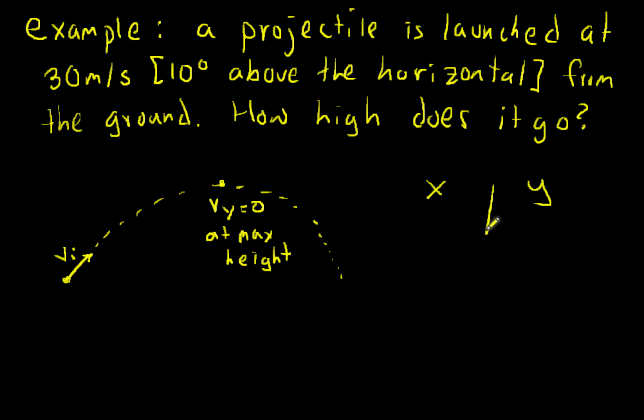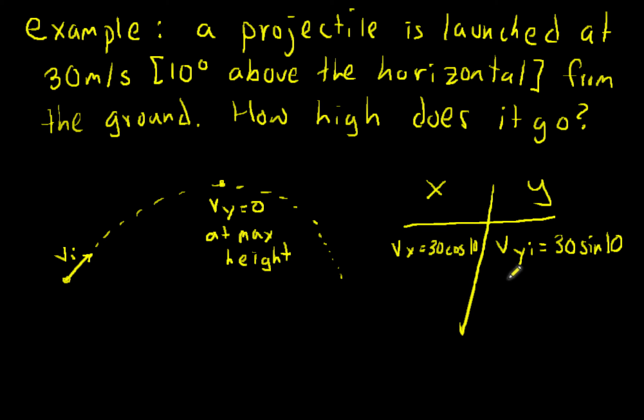On our xy table, Vx is equal to the cosine of the angle, 30 times cosine 10, and Vy is equal to the sine of the angle, or 30 sine 10. In the y direction, we know that Vf equals 0 at this maximum height we're looking for, and the acceleration is always negative 9.81.